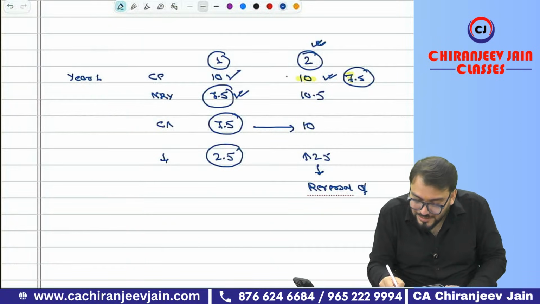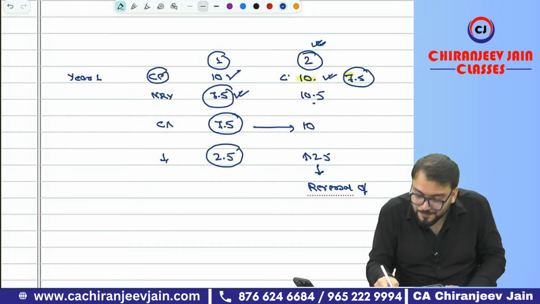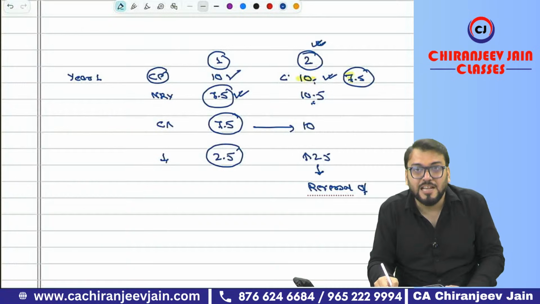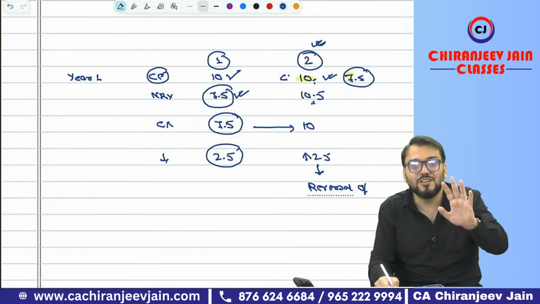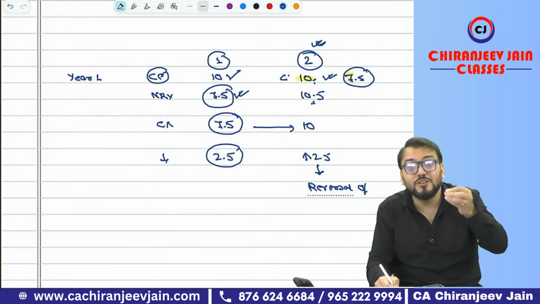Now I understood. It is cost price. We compare cost price with NRB. We don't compare carrying amount with NRB. We compare cost price with NRB. This is not Ind AS 16. This is Ind AS 2. We value by comparing cost price and NRB.